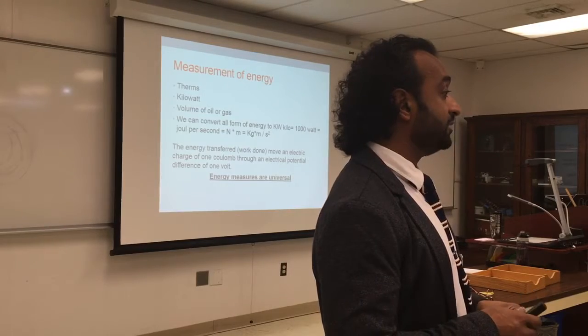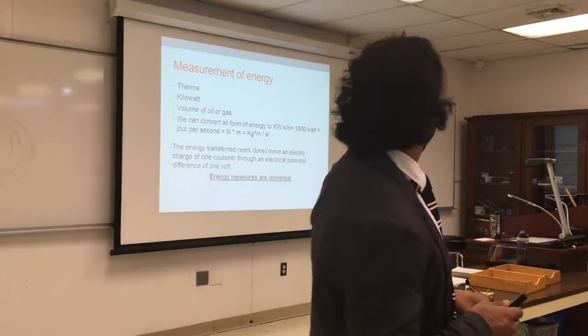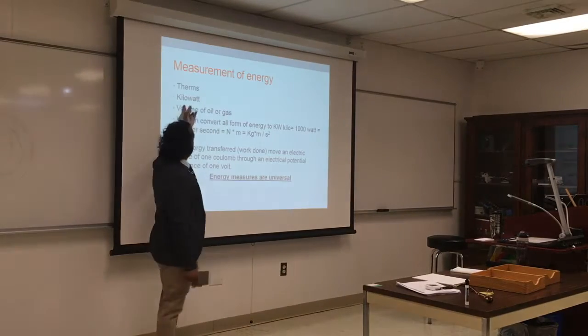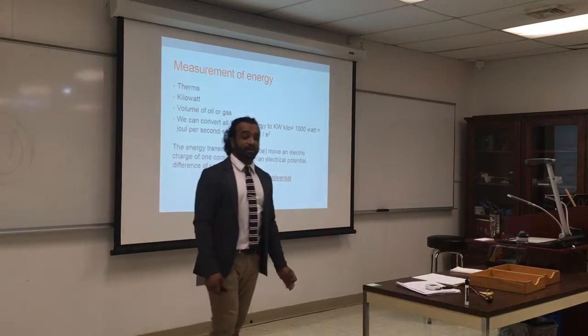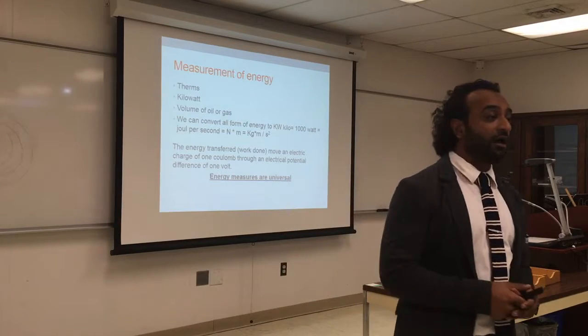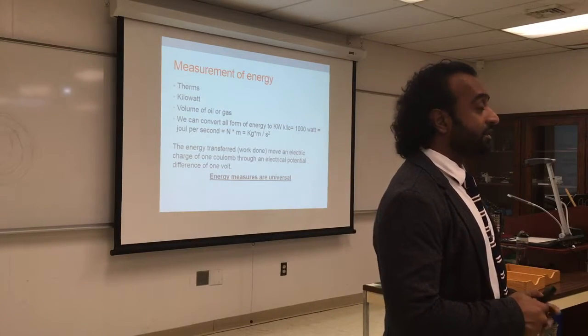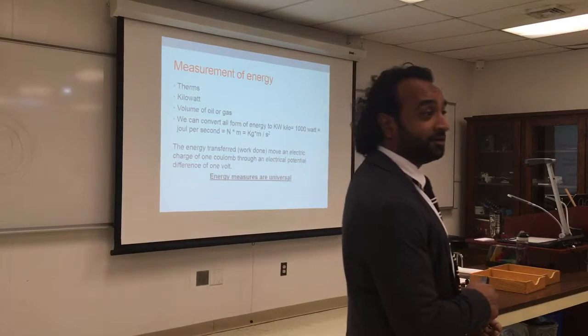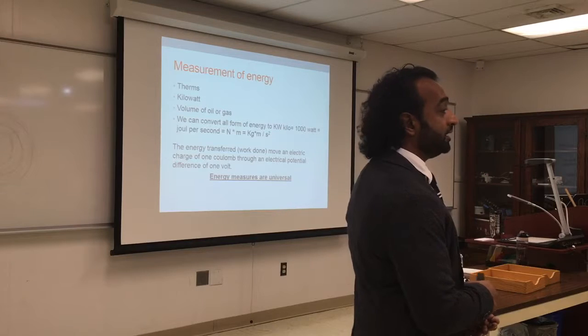You said therms was 100,000 BTUs? 100,000 BTUs. Kilowatt, it's related to watt. Watt is 1 volt going at 1 ampere rate. So it's a kilowatt. Kilo is what? 1,000? Yeah. So 1,000 watt. And that's what you pay for.